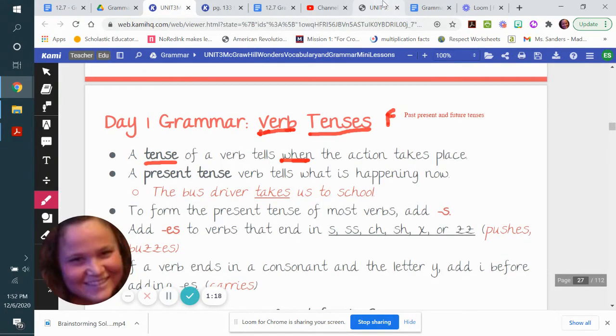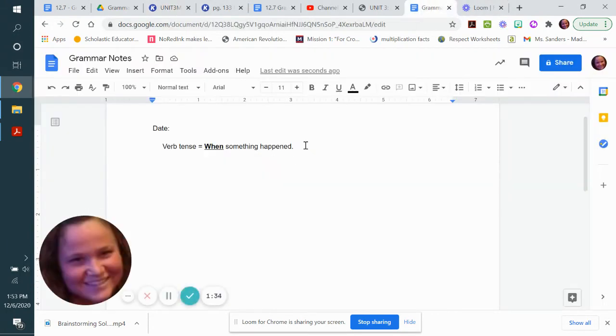All right. If we're talking about present tense today, which is what we're doing, you guys have to remember that it's happening right now. So we're going to put in our notes, just as a good reminder, present tense equals happening now. Pause if you need to, so you can write in your journal.